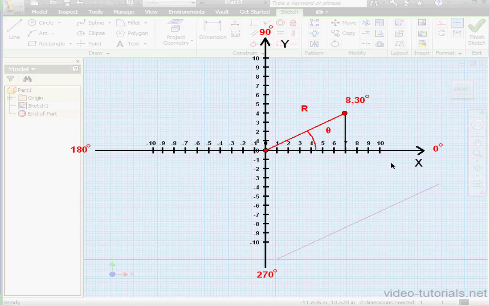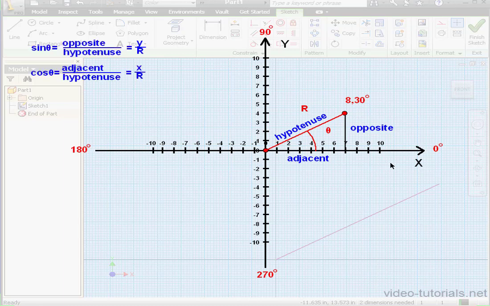You'll remember from our last lesson that the three sides of the right triangle are the hypotenuse, the opposite, and the adjacent. The trigonometric relations that we're going to need to determine the x and y coordinates are cosine and sine. The cosine of the angle, or theta, will determine the x coordinate, and the sine of the angle, or theta, will determine the y coordinate. The sine of theta equals the opposite over the hypotenuse, or y over r. The cosine of theta is the adjacent over the hypotenuse, or x over r.